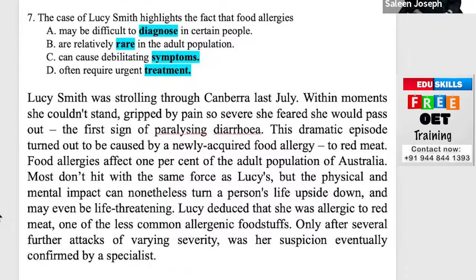Most do not hit with the same force as Lucy's, but the physical and mental impact can nonetheless turn a person's life upside down and may even be life-threatening. Lucy deduced that she was allergic to red meat, one of the less common allergenic foodstuffs. Only after several further attacks of varying severity was her suspicion eventually confirmed by specialists.